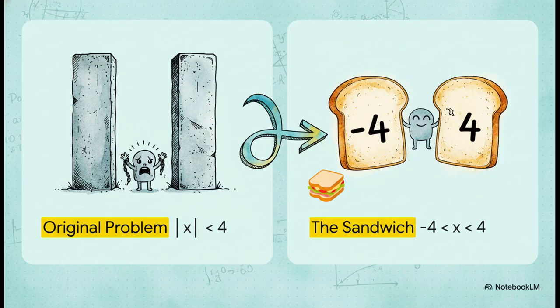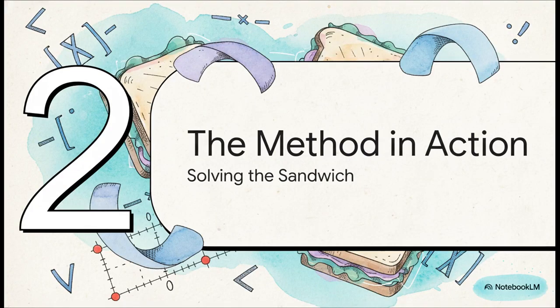And this slide just shows you that translation perfectly. You see the original problem on the left? The absolute value of x is less than 4? Well, that becomes the sandwich you see on the right. -4 is less than x, which is less than 4. You just take that number, make a negative and a positive version of it to be your two walls, and you stick the variable right in the middle. It's a direct swap.